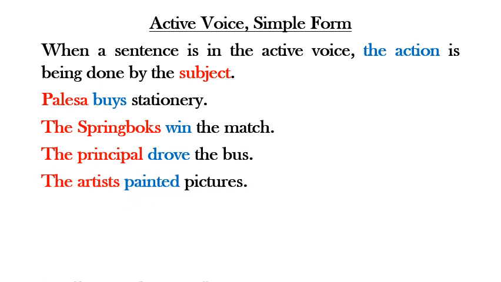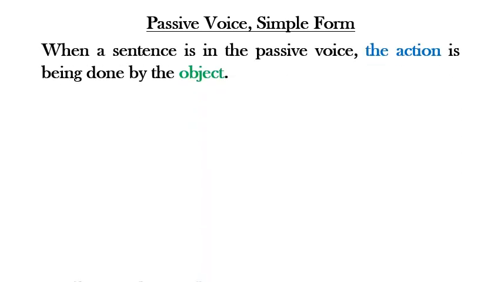Now, in each case there, you see the subject of the sentence highlighted in red, and of course, that's who or what is doing the work. Then you have the passive voice in the simple form. Now, you'll see there when the sentence is in the passive voice, the action is being done by the object. Let's take a look, and we'll use our same sentences as the examples.